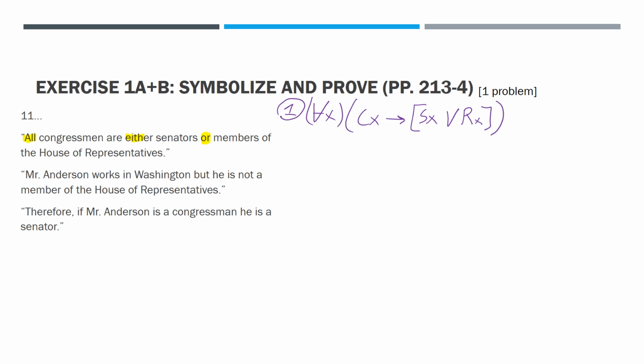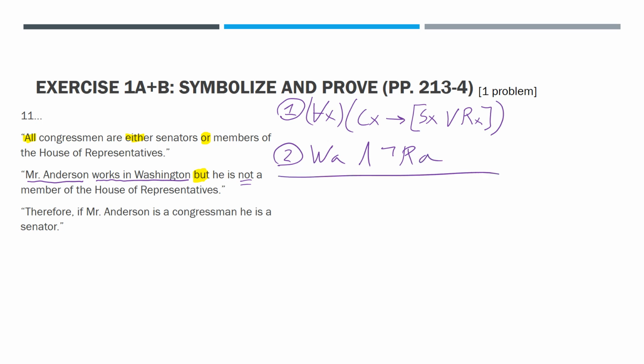Okay. Premise 2, Mr. Anderson works in Washington, but he is not a member of the House of Representatives. There's a conjunction there. The but is really an and. Works in Washington is the predicate. Mr. Anderson is the subject. So we'll give that a capital W, lowercase a. We have the and sentential connective. He is not a member of the House of Representatives, so not R A.